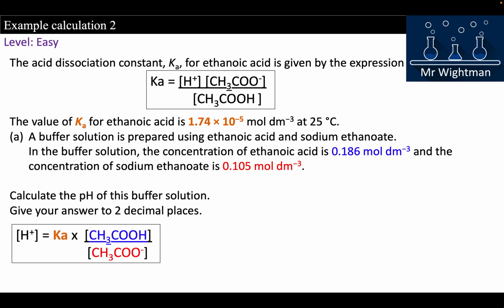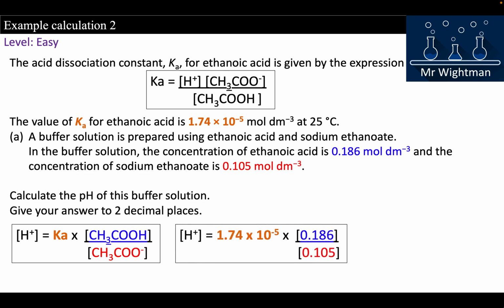So rearranging the Ka expression to make H+ the subject because it is a buffer. Putting in the values as in the question. So 1.74 times 10 to the minus 5 was Ka. 0.186 was the ethanoic acid, which is HA, and that's in blue. And then the sodium ethanoate, which is my A-, that's in red. That's the ethanoate, that's 0.105. So doing that gives me an H+ concentration, which if I do negative log, you should have got 4.51.